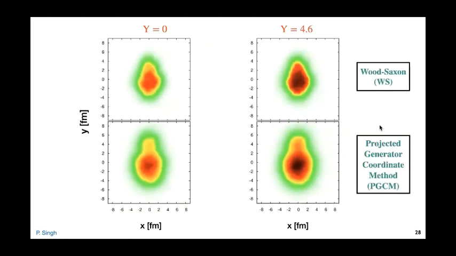Over here I have compared two different distributions. This is the Woods-Saxon distribution, and this is the information coming from the PGCM. First of all, we see that Woods-Saxon captures the overall shape, but the PGCM looks much closer to the actual shape of the neon nucleus that we're used to, like a billiard pinball shape.